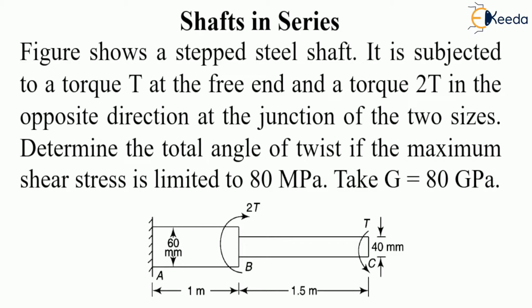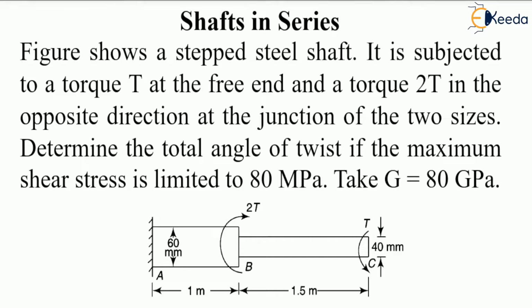It is subjected to a torque T at the free end and a torque 2T in the opposite direction at the junction of the two sizes. Determine the total angle of twist if the maximum shear stress is limited to 80 megapascal. The modulus of rigidity is given as 80 gigapascal.